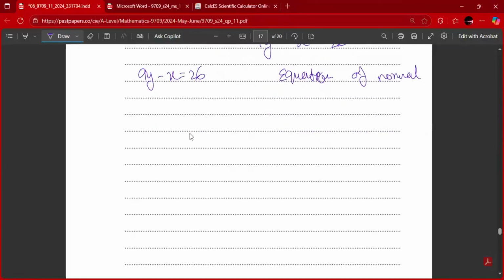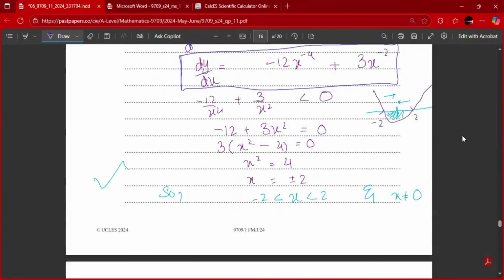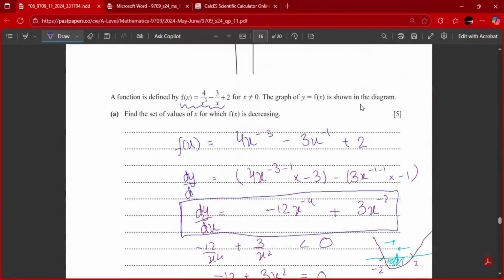So we were here. Now, equation of tangent. I don't like this question at all. We have x is equal to minus 1, gradient as minus 9. We don't have the value of y, but we can find it from the equation. So if I put it here, this thing, what do we get?